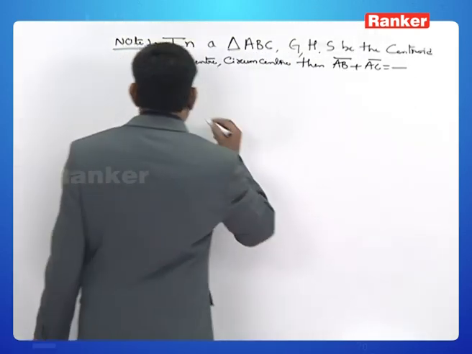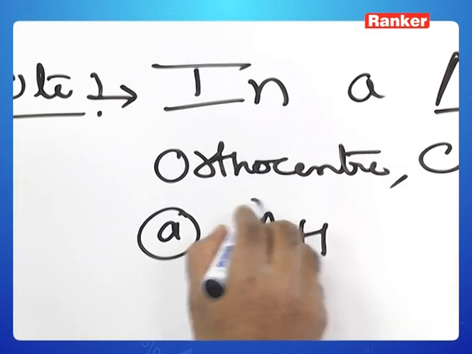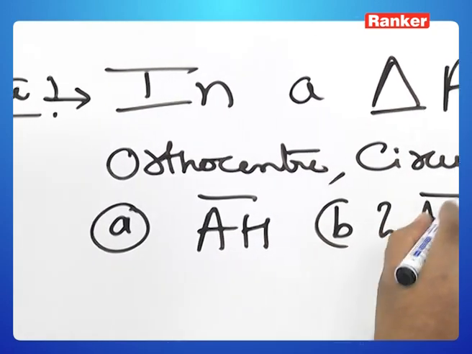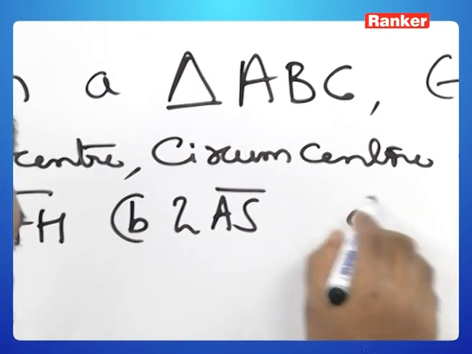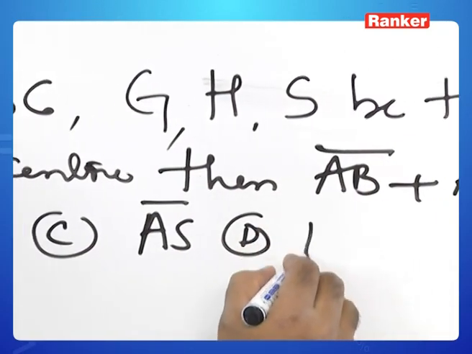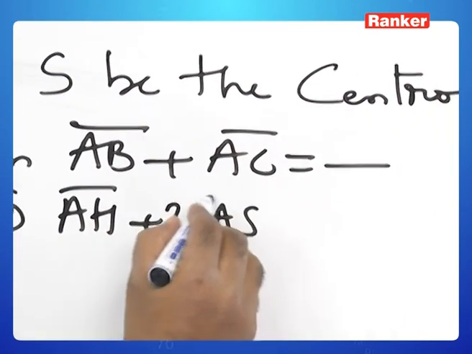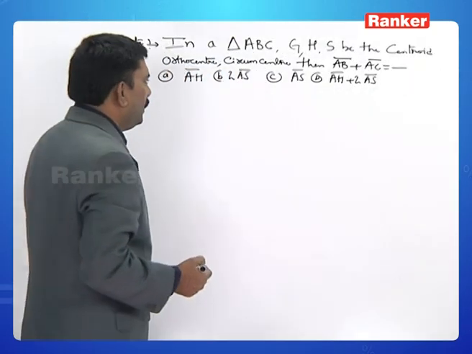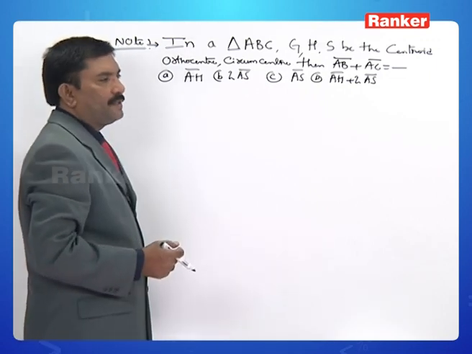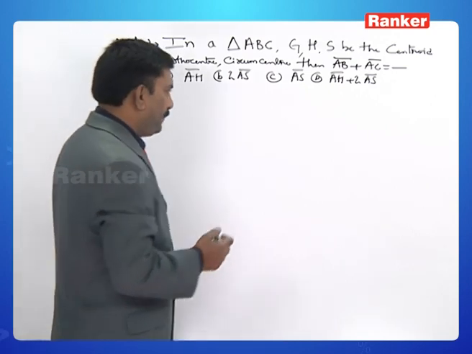The very first option is AH bar, 2 into AS bar, AS bar, AH bar plus 2 into AS bar. Now it's an application of the circumcenter, orthocenter and centroid respectively.